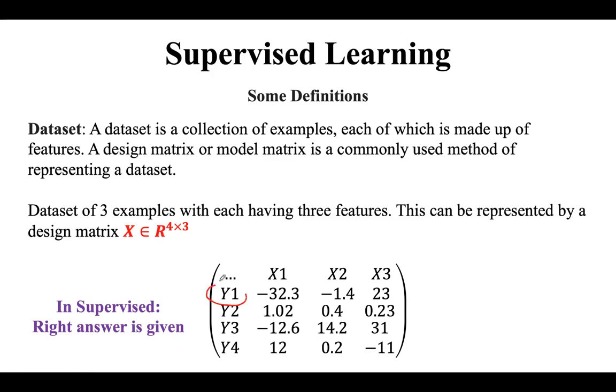So Y1 is one example. And this example depends on three variables, X1, X2, and X3. Again, we have Y2, which depends again on the X1 value, X2 value, and X3 value. This is called the design matrix. So it's just a way of representing your data set.